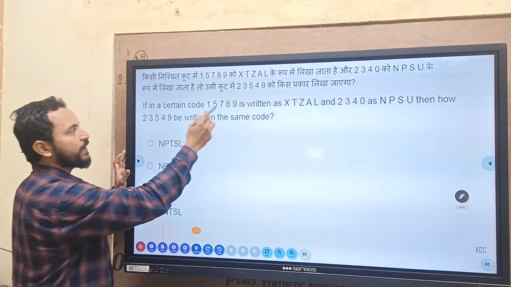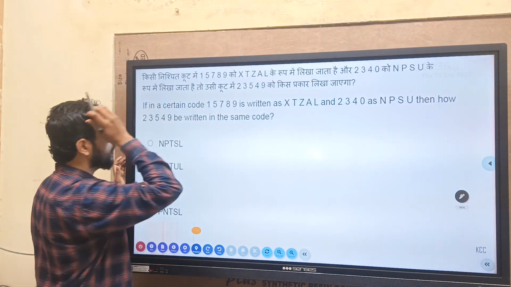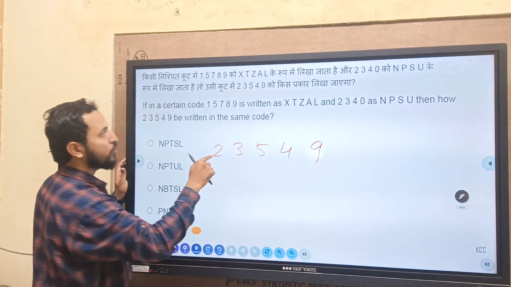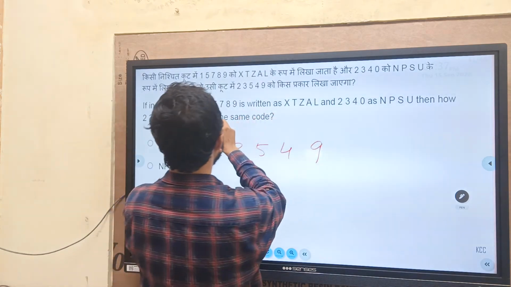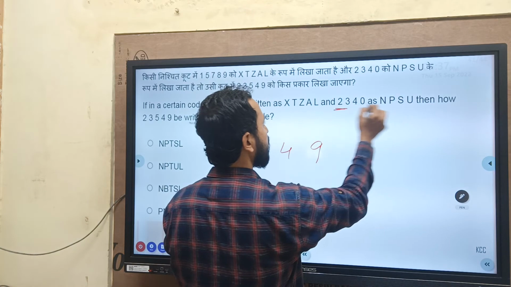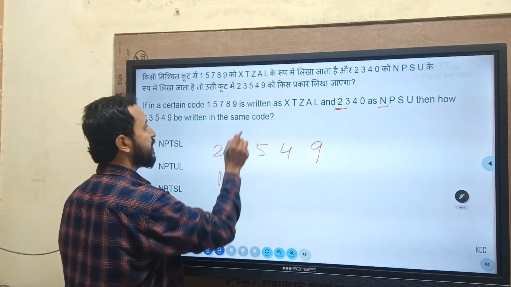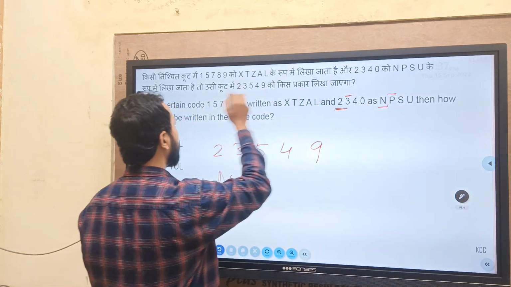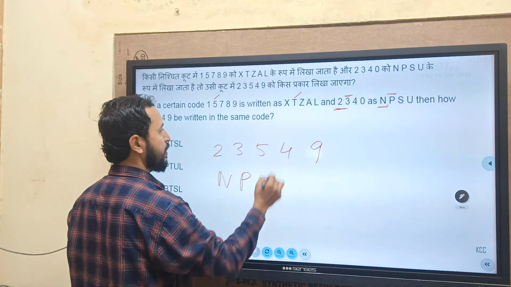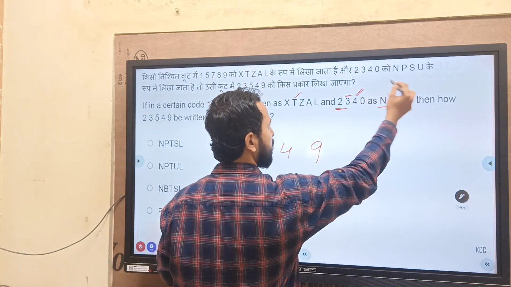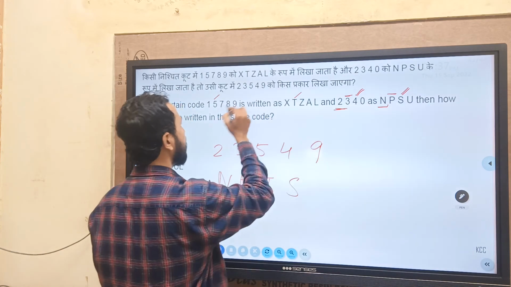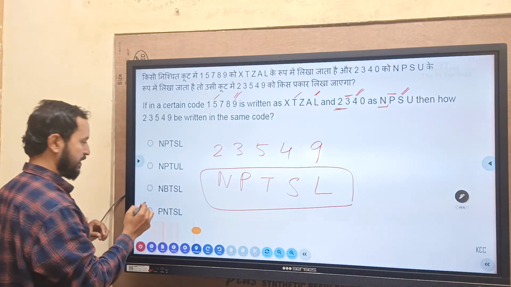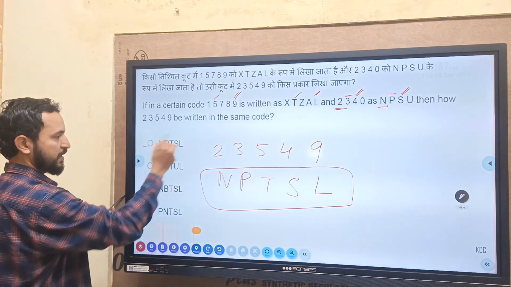Okay, last question. 15789 is this much. Then how much will 23549 be written as? What is the code of 2? Can you see this? Where is 2? Okay, 2 is under N. The code for 3, where is the number 3? Here. 3 is under P. 5 here, 5 is T. 4 is here, so take S. Where is 9? 9 is here. 9 is L. So the answer for the question is NPTSL.